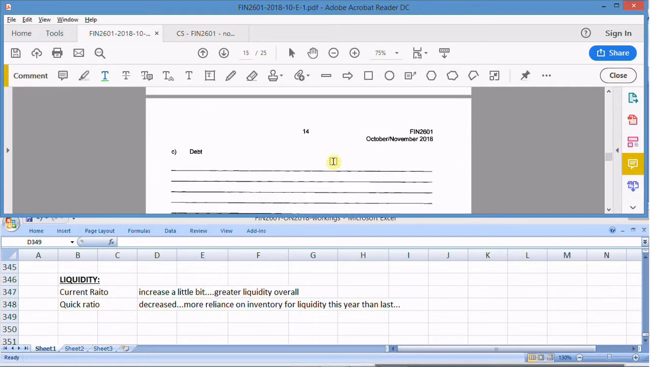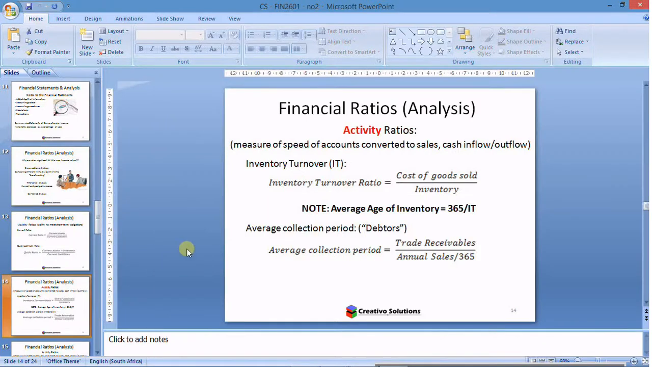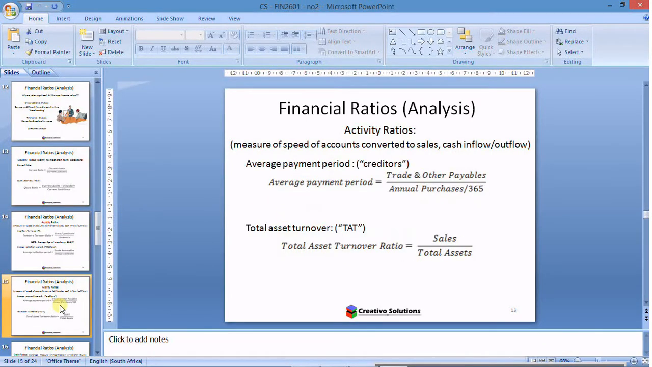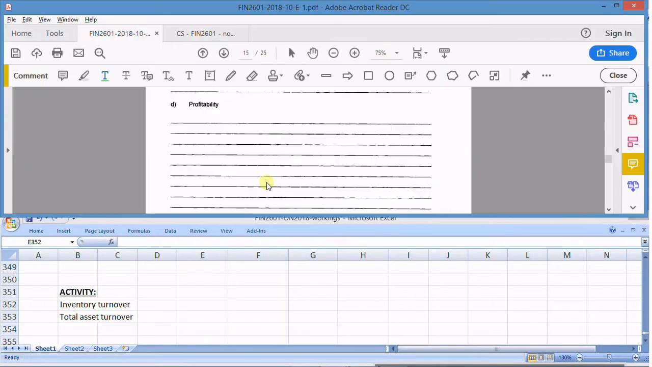Activity, what's the other ones? Activity, debt, profitability. It's actually all of it. Okay, activity, debt. So under activity, we're going to be discussing inventory turnover. We had inventory turnover and total asset turnover. That's all we had. Okay, so those two we need to discuss. Okay, you can obviously write more if you have time. Okay, I'm just giving the key points to each of these.